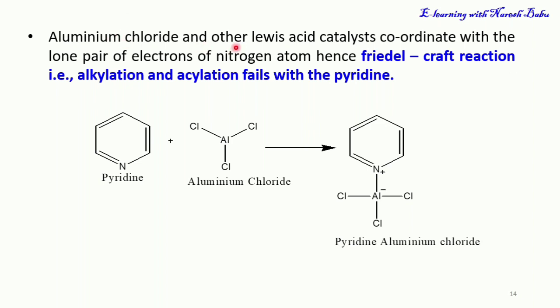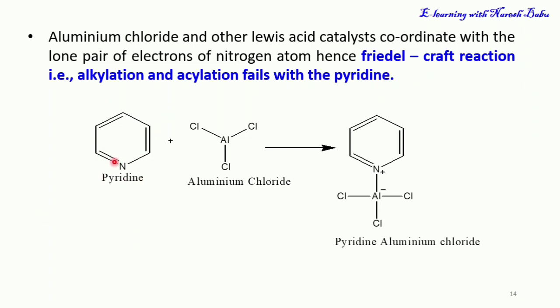So aluminum chloride and other Lewis acid catalysts coordinate with the lone pair of electrons of the nitrogen atom. Hence Friedel-Crafts reaction, alkylation and acylation, fails with pyridine. So Friedel-Crafts acylation, that is the COCH3 group, the acetyl group, is not going to attach at the third or fifth position. That reaction is not taking place. Friedel-Crafts acylation or Friedel-Crafts alkylation is not going to happen in pyridine.